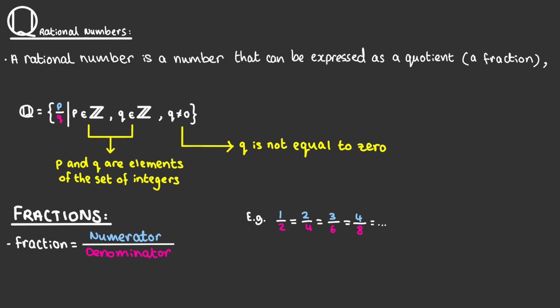Here is an example of a rational number. The fraction 1/2 is also equal to 2/4, or 3/6, or 4/8, and so on. Another example would be 1/3, which is equal to 2/6, 3/9, 4/16, and so on. We call these kind of fractions equivalent fractions.